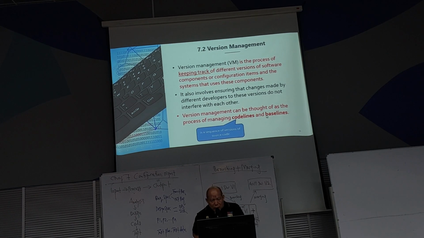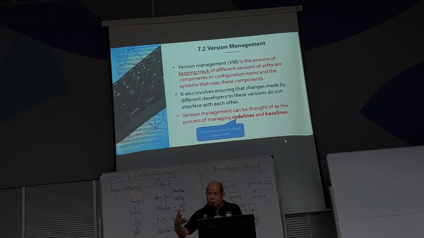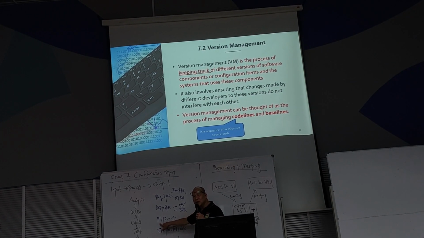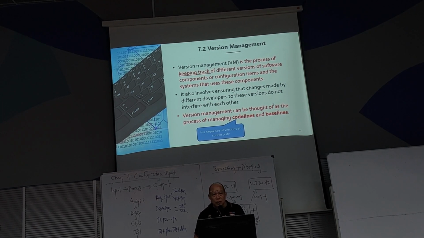Okay, so code line is a sequence of versions of source code. Source code, you have many versions. Your source code: program 1, program 2, program N. Program 1 also you will have many versions, I believe. Program 1 version 1, program 1 version 2, program 1 version 3. All other programs, I believe you have many versions. So code line is a sequence of versions of source code.